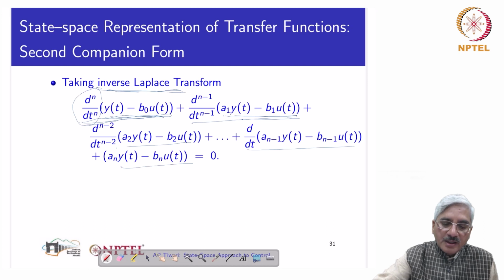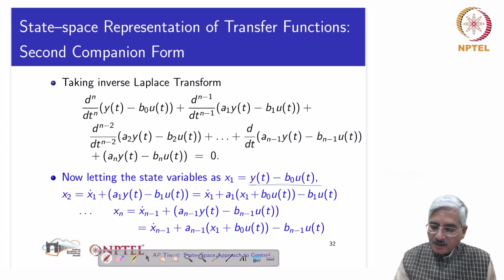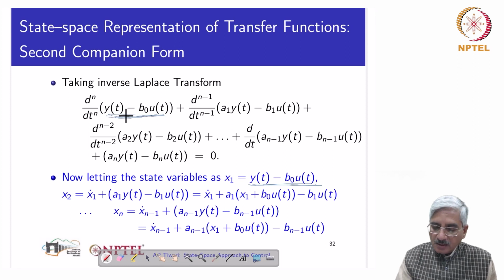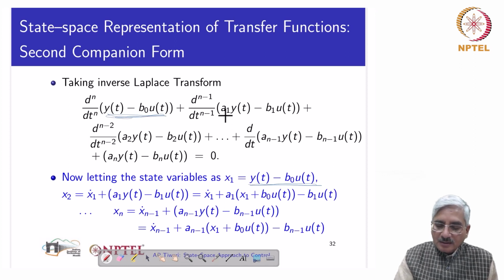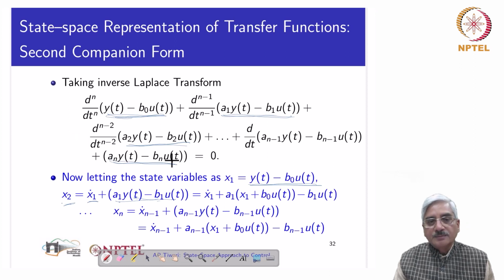And in this, now we identify the state variables as x1 is identified as y(t) minus b0 u(t). So this one is identified as x1. Then this one plus x1 dot is identified as x2. This one plus x2 dot will be identified as x3, and so on. This one is identified as xn.